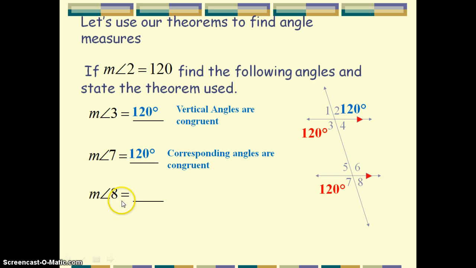And then finally, we need to find the measure of angle 8. So the measure of angle 8 is going to be 60 degrees. And the reason why is that linear pair angles are supplementary. So you could have used a couple different reasons for why that was 60 degrees. Right here you can see 7 and 8 are a linear pair. You also could have used the fact that angle 2 and angle 8 are consecutive exterior angles, which would have made them supplementary.